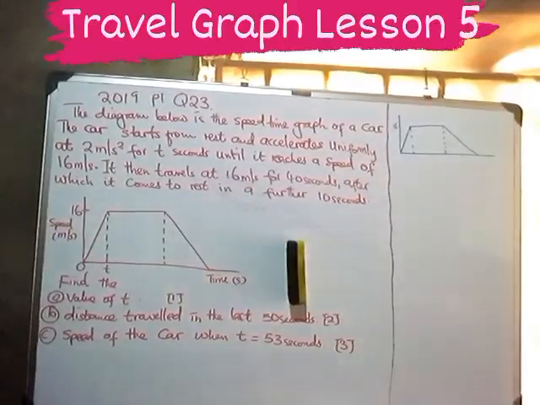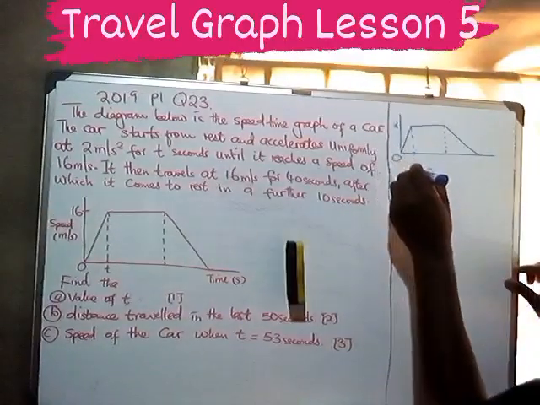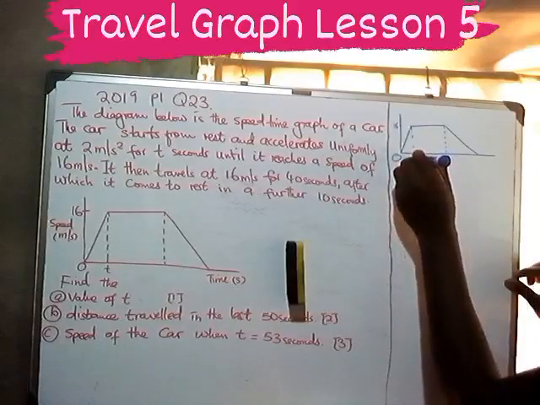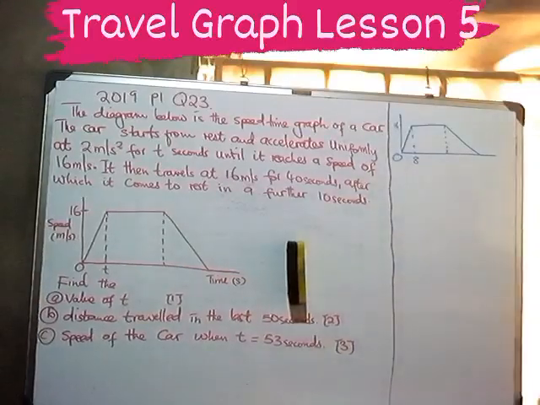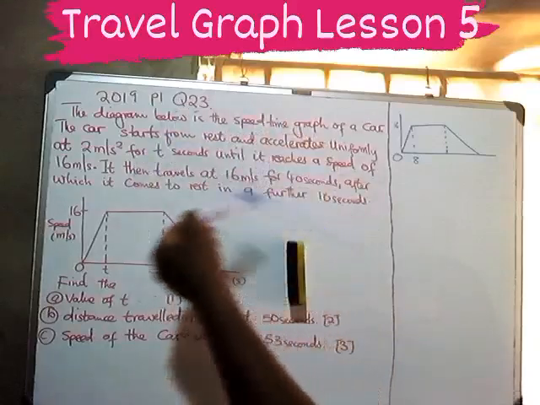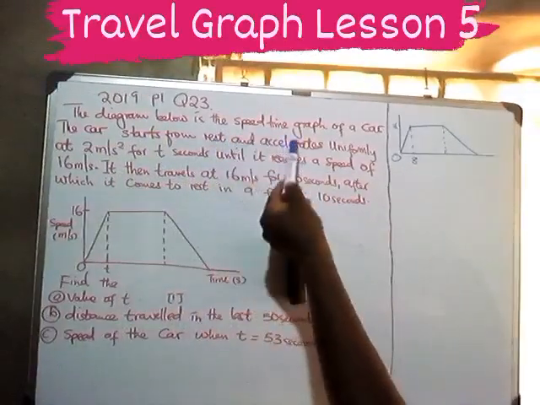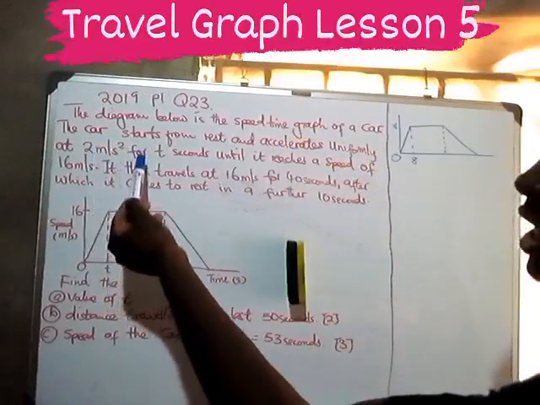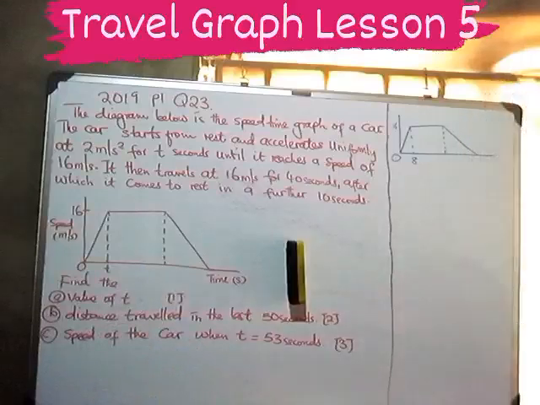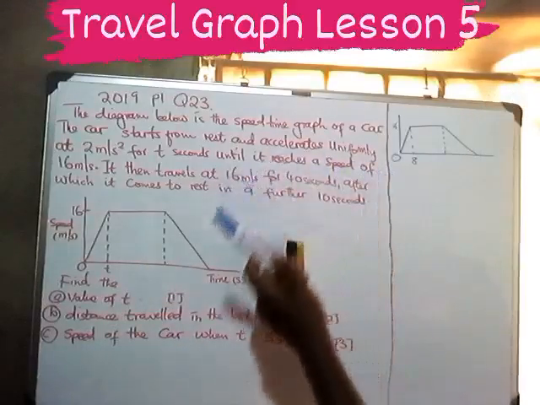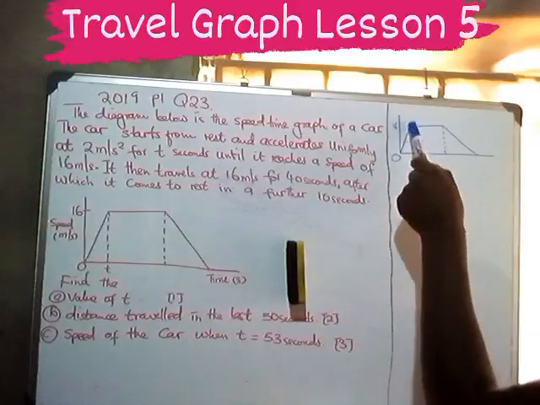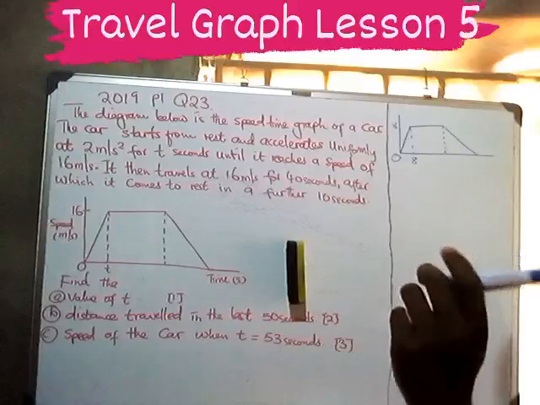So now we move on. We have known that the value of t is 8 seconds, so we replace t with 8 seconds. If you read this information, we are told that the car starts from rest and accelerates uniformly at 2 meters per second squared for t seconds until it reaches a speed of 16 meters per second.